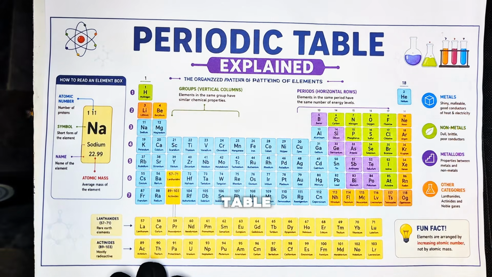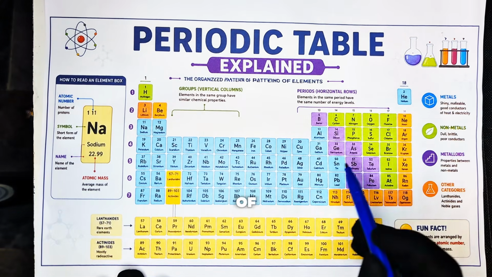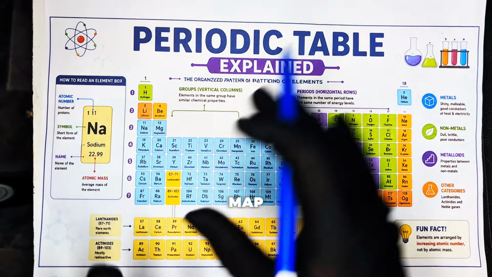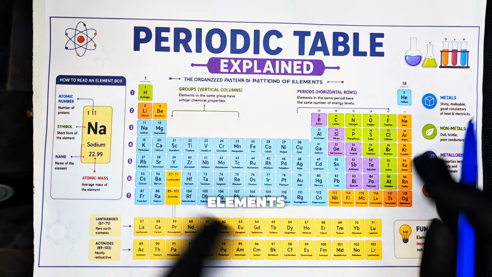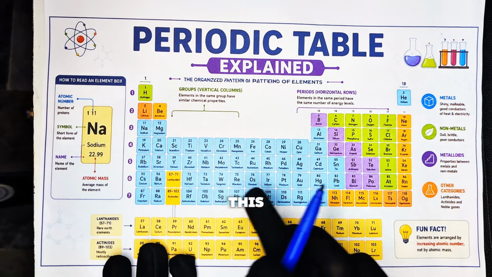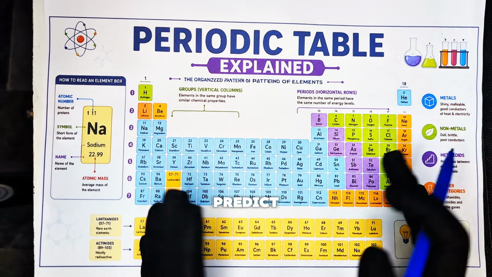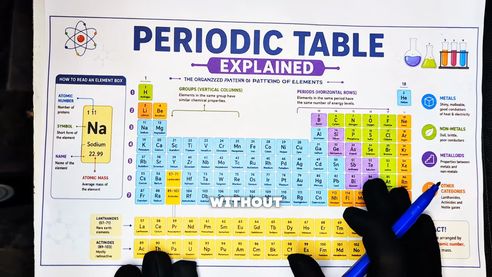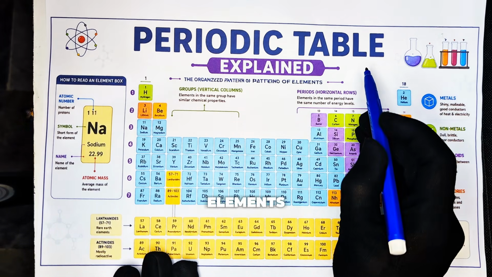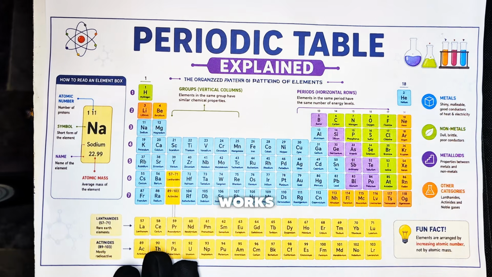Look at this table. It may look like a wall of random letters and numbers, but this table is actually a map of all the chemical elements we know. And here is an interesting part. Once you understand how this table is organized, you can predict a lot about an element without memorizing everything about it. This is the periodic table of elements. So let's understand how it works.